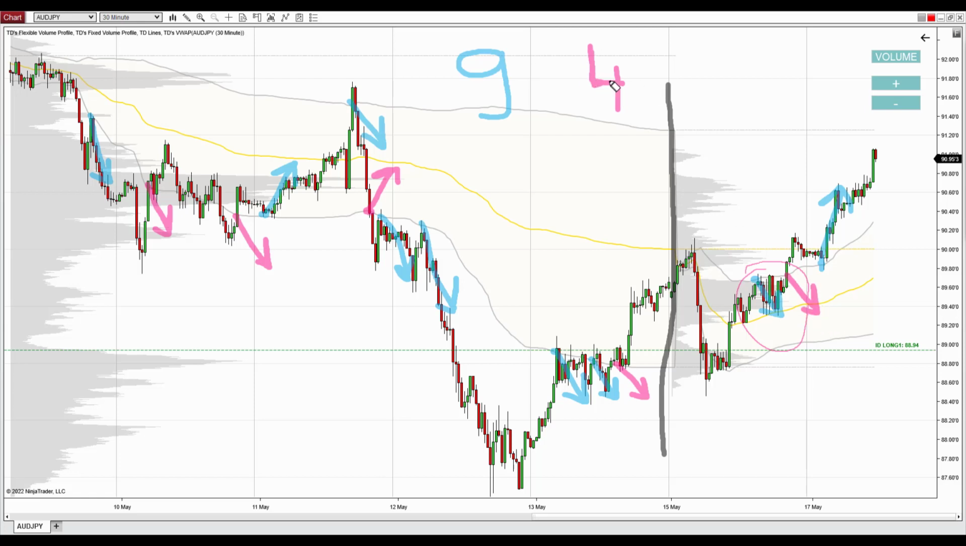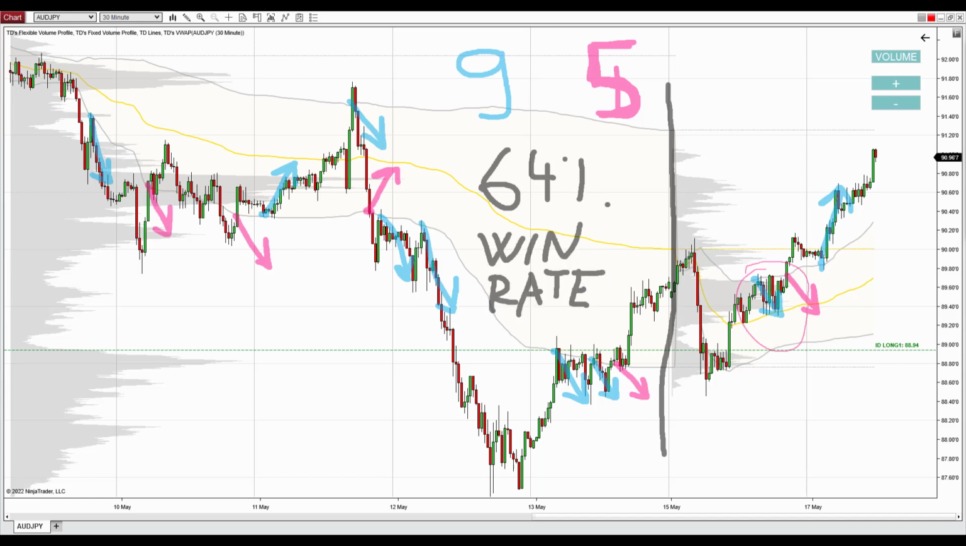So it's actually 5. So 9 winners, 5 losers. So if you do the math, let me do it real quick on my phone. 64% win rate, which is not too bad, is it, for a simple no-brainer strategy like this, right? So anyways, that's the new trading idea on the Australian dollar Japanese yen that I wanted to show you, and also about the VWAP strategy.